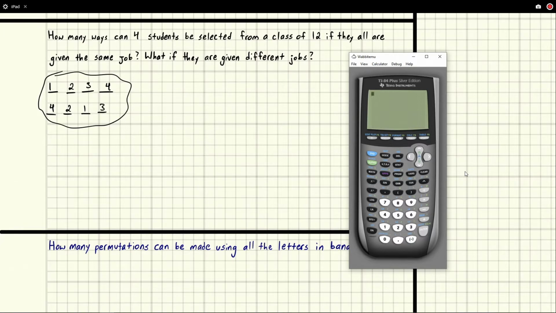So what this means is that order does not matter. This is not a unique string of numbers. The order the students are picked in doesn't matter because they're all going to get the same job. So in that case, we know to pick combinations.